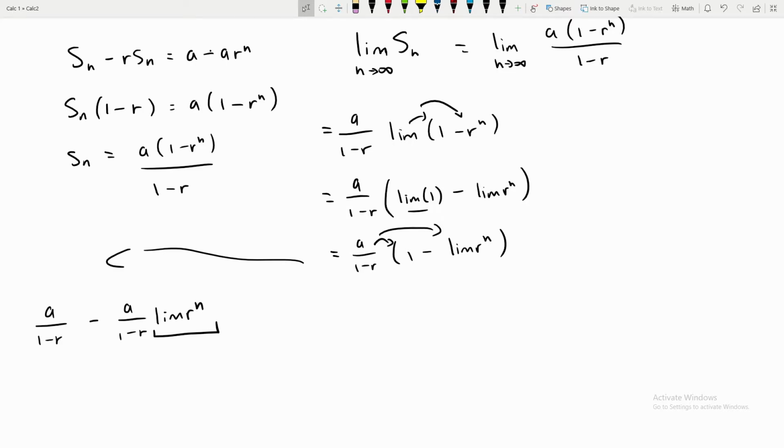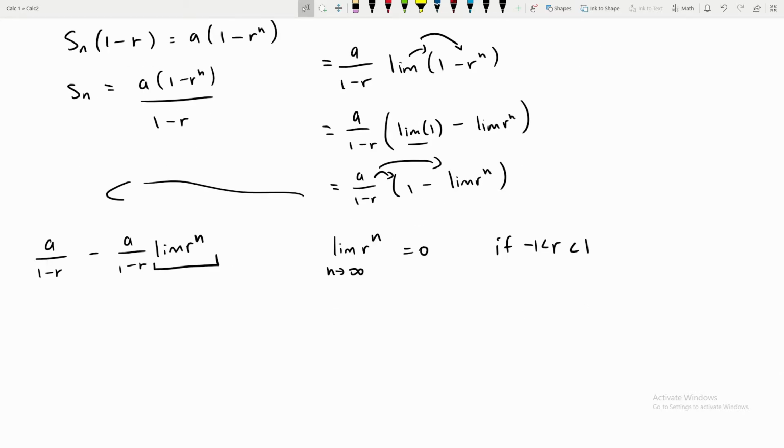Now if you remember from last section, we actually solved this limit right here, and we know that this limit, the limit of r to the n as n approaches infinity, is actually going to be equal to 0 if r is in between -1 and 1. So let's assume that r is in between these bounds, and in that case we are left with a over (1 - r) minus a over (1 - r) times 0, which is just going to equal a over (1 - r).